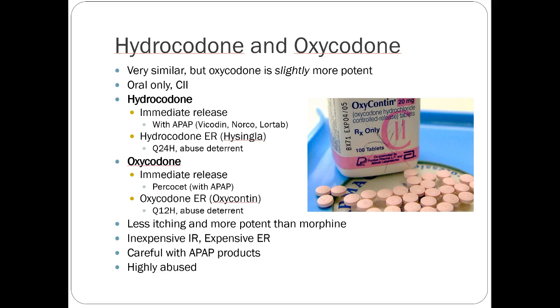OxyContin is oxycodone extended release. It's Q12 hours. It's got an abuse deterrent. OxyContin was on the market for a long time. It went generic, which everyone was happy about because it made it a lot less expensive. However, the tablets, you could crush them just like any tablet. You know, anyone could grind those up.